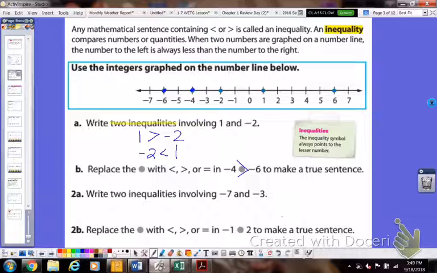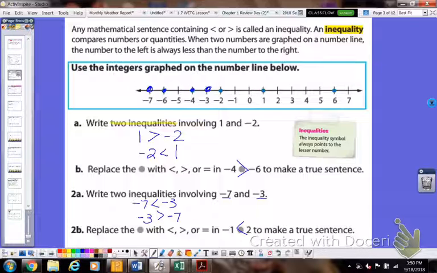2A, write two inequalities involving negative 7 and negative 3. Well, negative 7 is right here, negative 3 is over here, so if we start with negative 7, it is to the left of negative 3, so it is less than negative 3. And if we flip it, negative 3 is to the right, so it is greater than negative 7. And part 2B, replace the circle with less than, greater than, or equal. Negative 1 and positive 2. Any positive will always be greater than a negative, or any negative is always less than a positive. So negative 1 is less than 2.